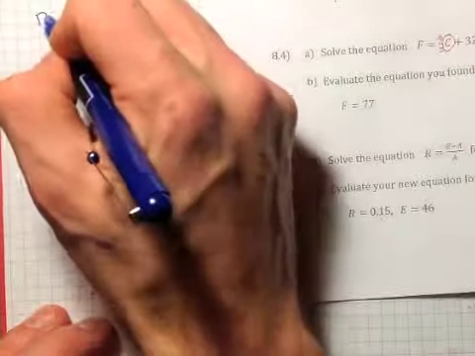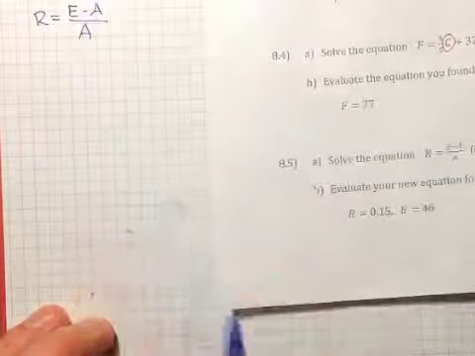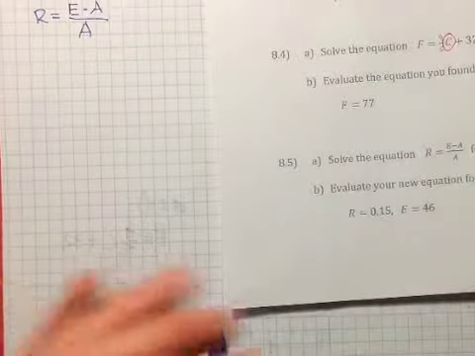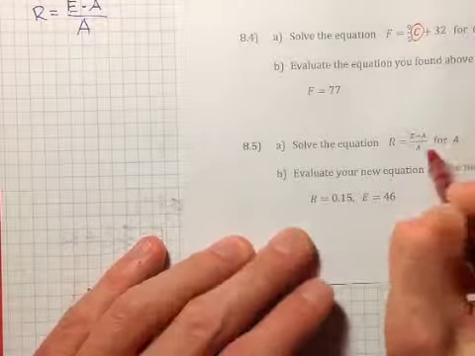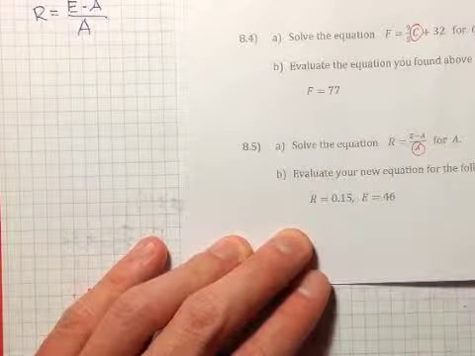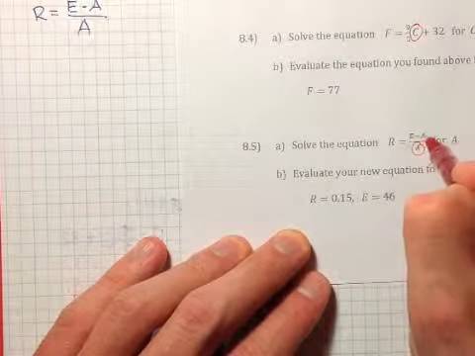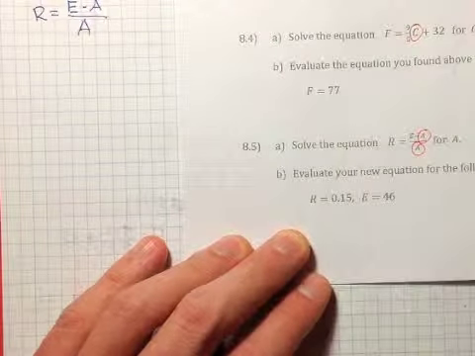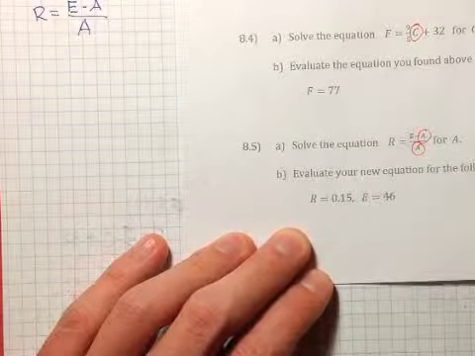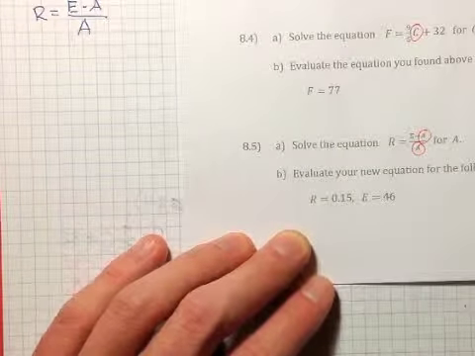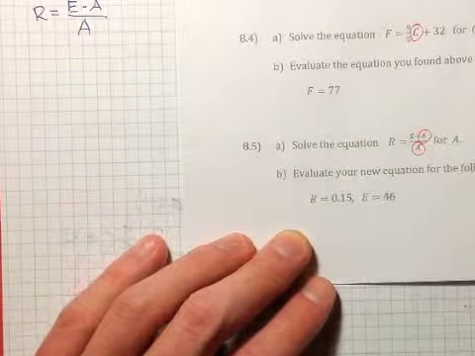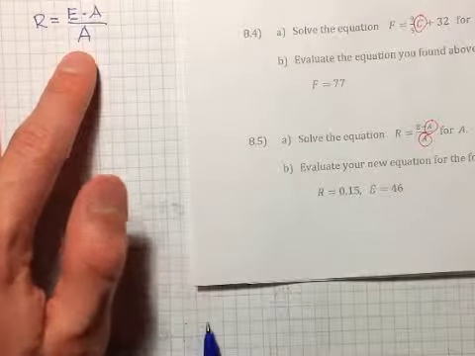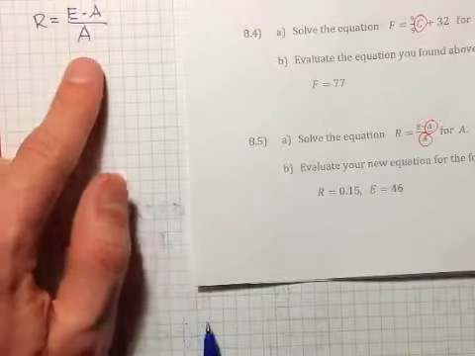So R is equal to E minus A all divided by A. Now, we want to solve this equation for A, which is right here. And it's right here? Man, who puts the letters in different places? Man, I thought cloning was illegal. Look at that. A is in 2 places. That's going to make this extra challenging.